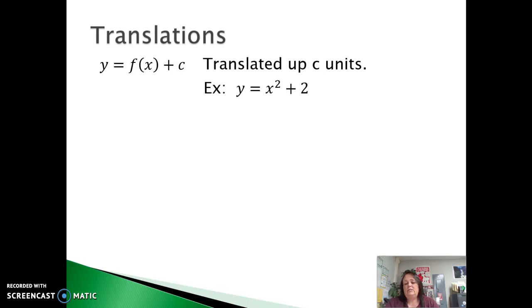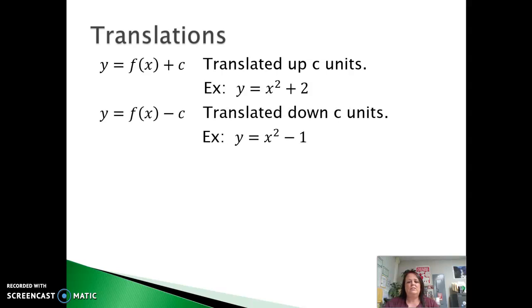When it comes to translations, that's adding or subtracting. So if I add or subtract on the outside, that's a vertical change, and it's just the way we see it. And in this case, C is representing a positive number. So if I add 2 to my parabola, that's moving it 2 units up. And if I subtract 1 from my parabola, that's translating it 1 unit down. And so what we see is exactly what we get. A positive is up, a negative is down.